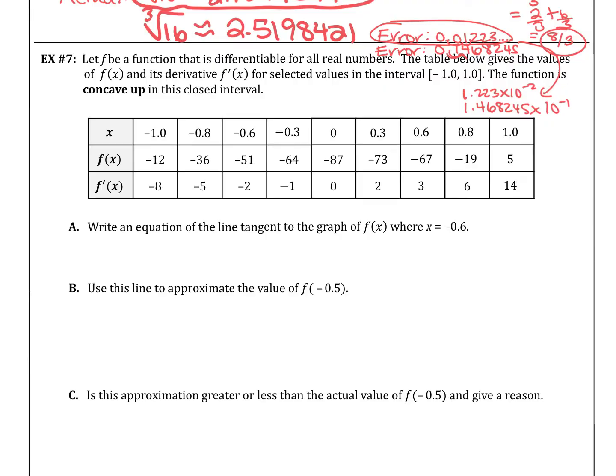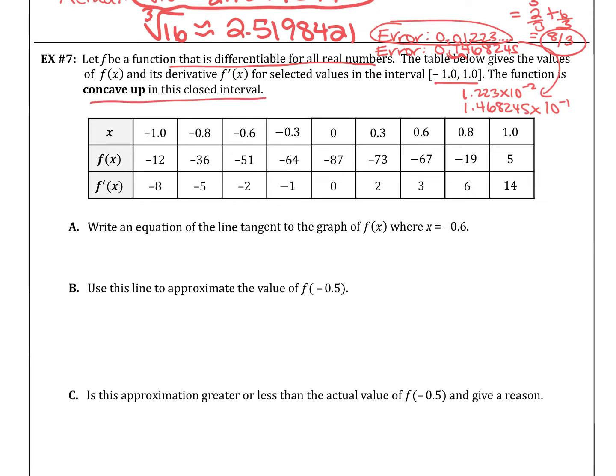Okay, in the next example, we'll move on to example 7. It says, let f be a function that is differentiable for all real numbers. Remember, if the function is differentiable, it's also continuous. The table below gives the values of f of x and its derivative f prime for selected values in the interval from -1 to 1. The function is concave up on the closed interval.